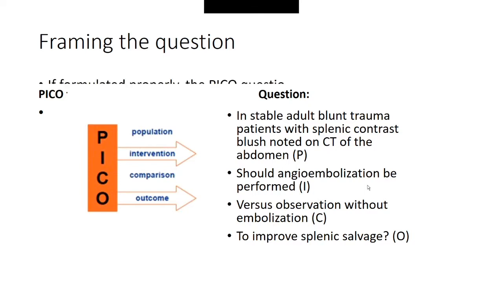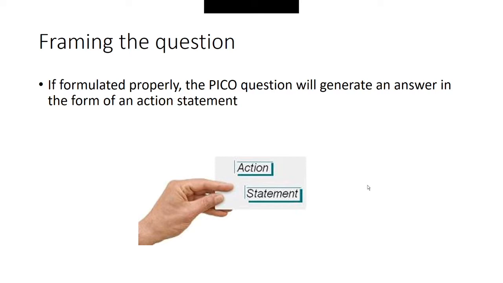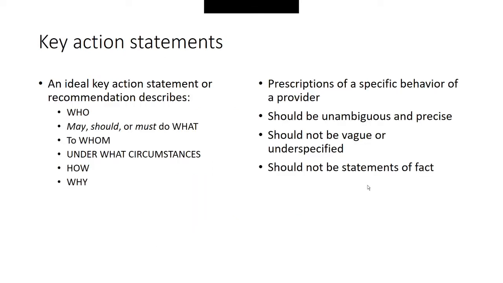If formulated properly, the PICO question will generate an answer in the form of an action statement. An ideal key action statement describes who may, should, or must do what, to whom, under what circumstances, how, and why. They are prescriptions of a specific behavior of a provider, and they should be unambiguous and precise, should not be vague or underspecified, and should not be statements of fact.